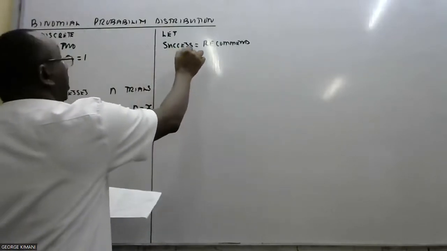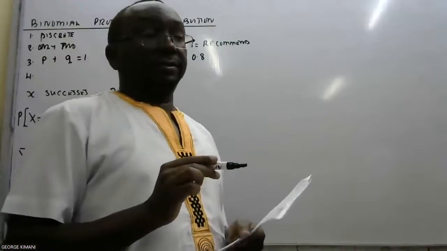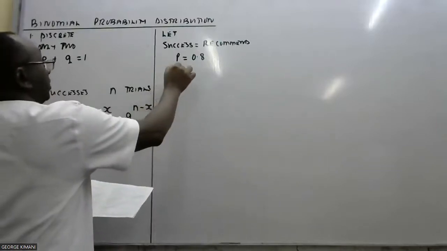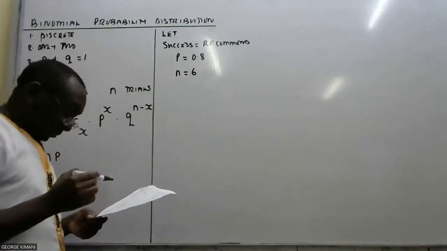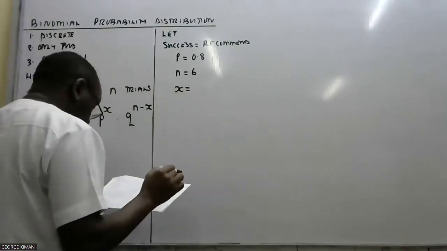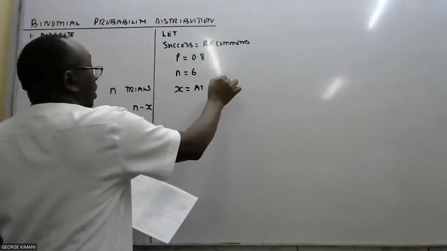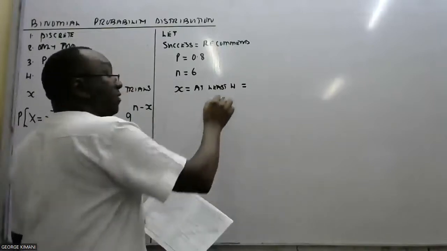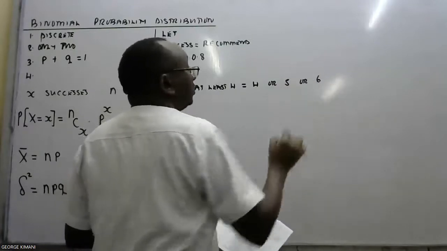Then P, the probability of success, those who are recommending, we are told they are 80%. So 0.8 of them are recommending. The trials N are six. We are looking at six guys. Now, the success is X. We are told at least four. X is at least four. When you are told at least four, exactly what this means is four or five or six.